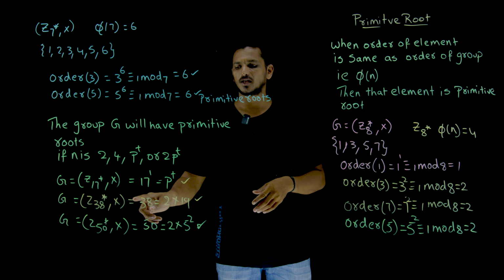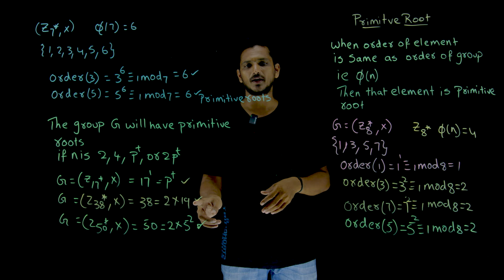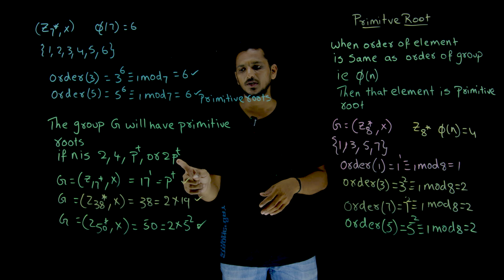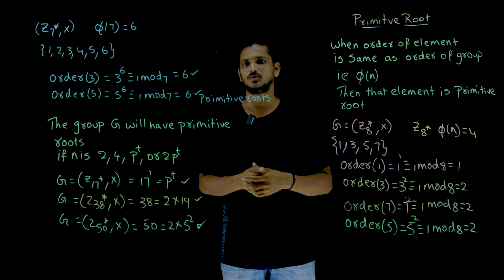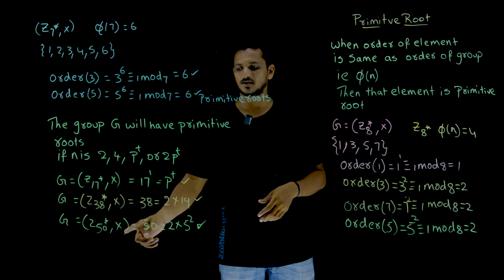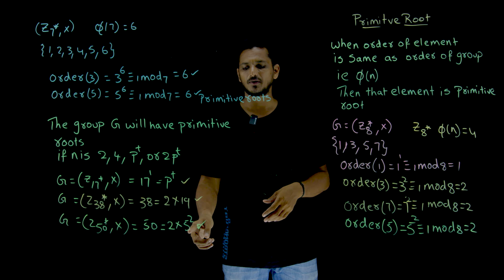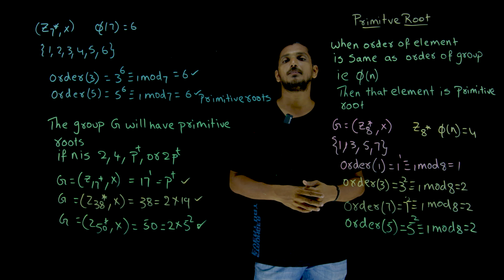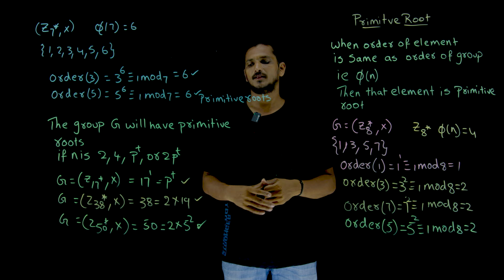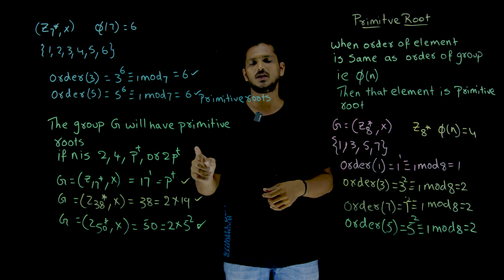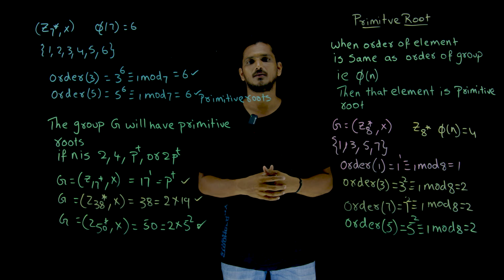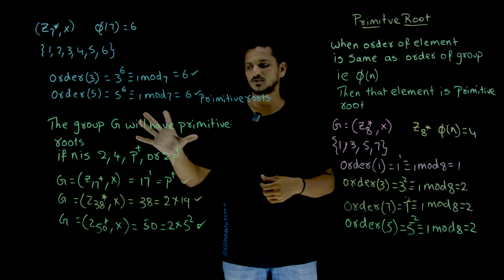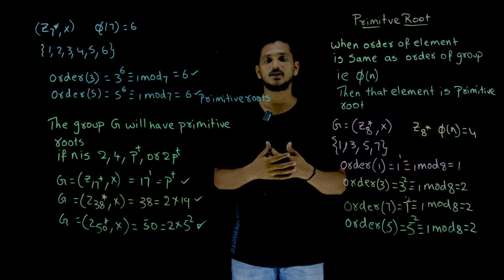Similarly, Z38 star. 38 can be written as 2 multiplied by 19. 19 is a prime number, and this can be written as 2 multiplied by 19 power 1. So 38 also has primitive roots. Similarly, Z50 star means 50 can be written as 2 multiplied by 5 squared, where 5 is a prime number. This can be written as 2 p power t. This also has a primitive root. So this is the shortcut used to identify whether the group contains a primitive root or not.